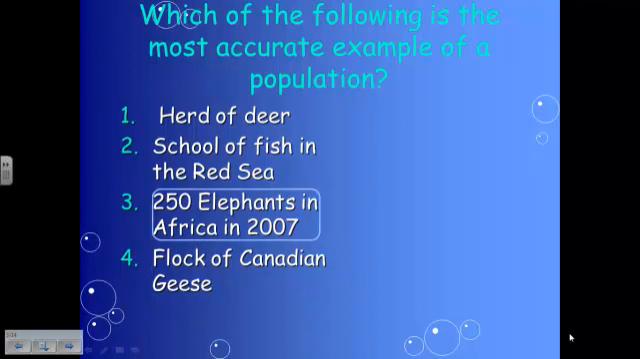So 3 is the best option. Here we have a number of the same species, given area, given time. Although it may seem like overkill, like way too much information, defining the population helps others understand what's going on.